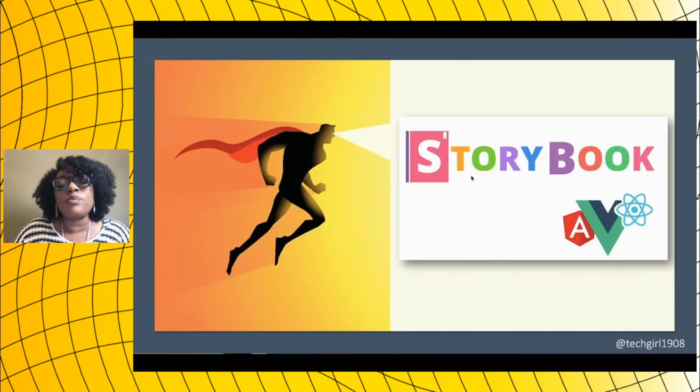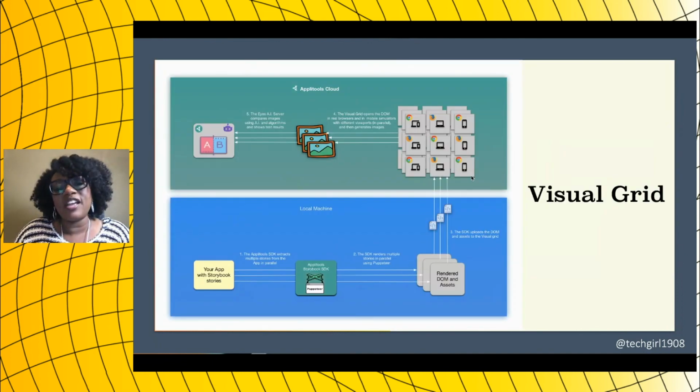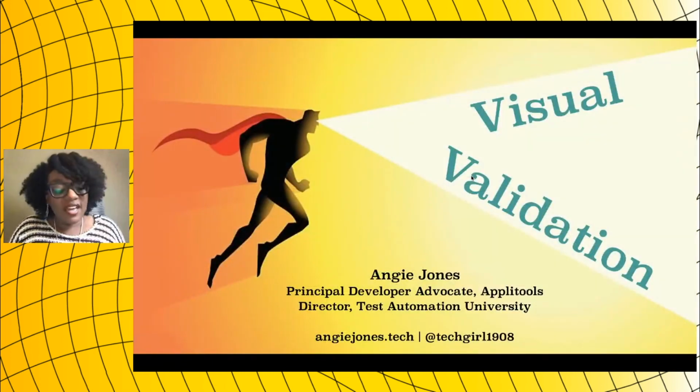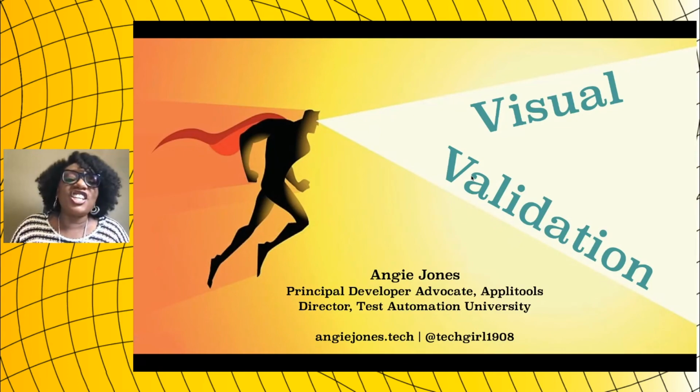Also works for Storybook components. So if you have some components in Angular, Vue, or React, you have them in Storybook, it will test your components visually as well, which is very useful when you're sharing those across teams. All right. So there you have it. That is visual validation in a nutshell.